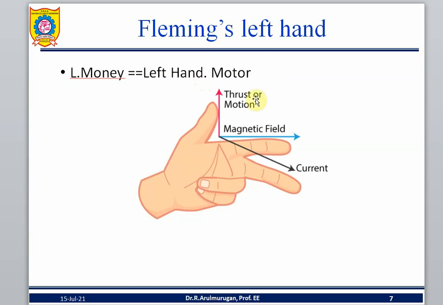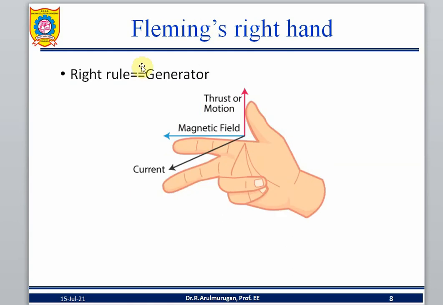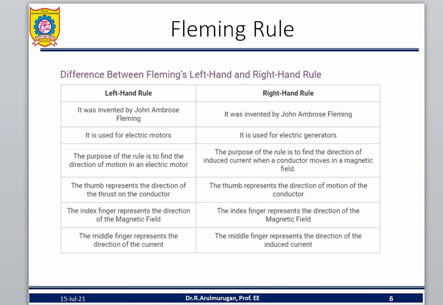The left hand rule is for the motor, so the motor means electrical input. You state the fingers in order 1, 2, 3: the middle finger, then the forefinger, then the thumb. Next, Fleming's right hand rule: here there is mechanical input and electrical output. So this is the differentiation between Fleming's rules.